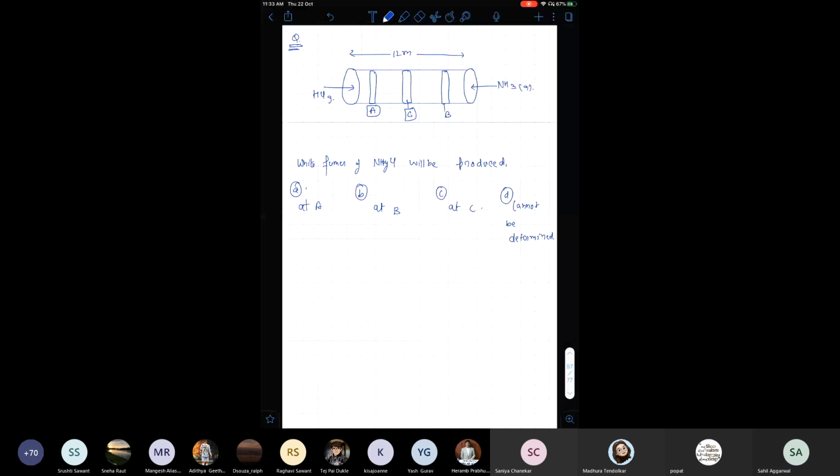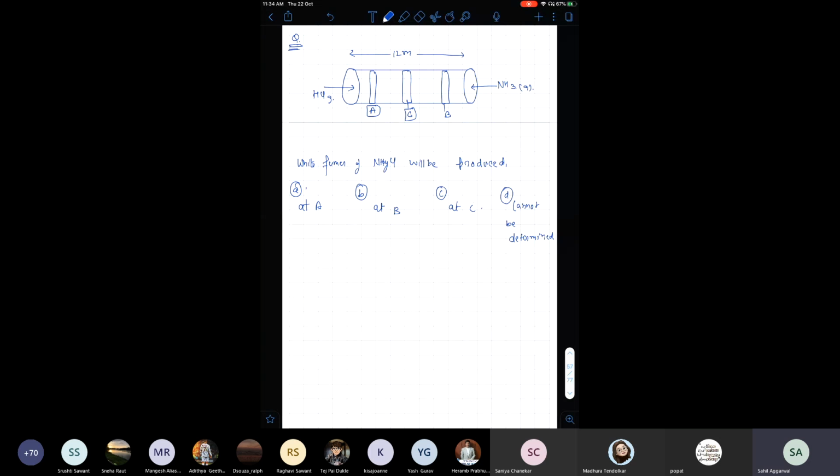Lisa, Jeremiah, Shanvi, Raghavi, Joseph, done. Janil, Akarsh, Mangesh, Yash, at... और कोई... at A. Very good, Madhura. At A.